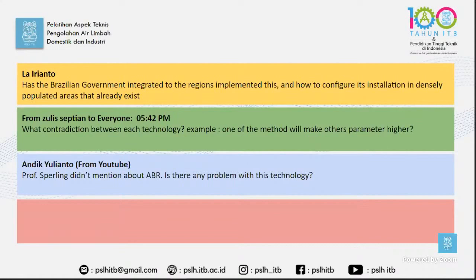So David Stuckey is working on the ABR, right? In Indonesia, there is a lot of ABR, especially for decentralized systems. I see. Okay. Good.